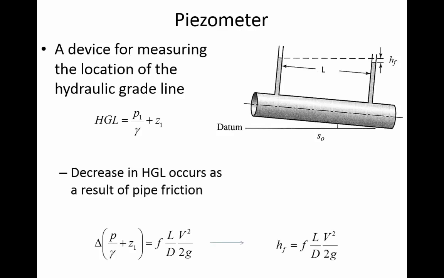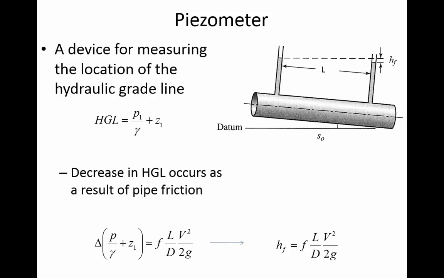So HGL is the pressure head and the elevation head. And so here is the change in HGL. This is the change in elevation of that line from one piezometer to the other. And what we're saying is that's the energy loss. That is h sub f. So if that change in elevation is the head loss, the right-hand term is the Darcy-Weisbach equation: f L v squared divided by D 2g. Darcy-Weisbach equation. Here it is again.